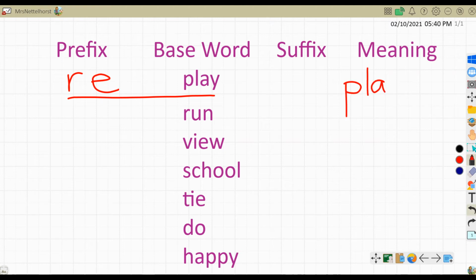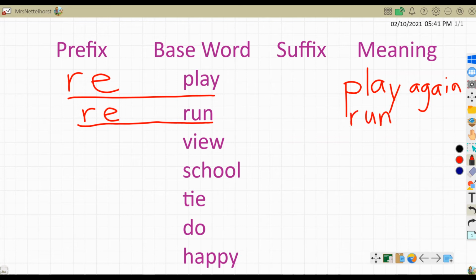Use the base word and then the meaning of the prefix to determine the meaning of the word. So if you play a game and then something happens and you have to play it over again, you replay the game. Same thing with run, rerun. You might have heard of TV reruns where they show the show once and then they show it again during the summer. That means that they run the show again. It doesn't mean like actually running like you do with your feet. It means like TV shows run.